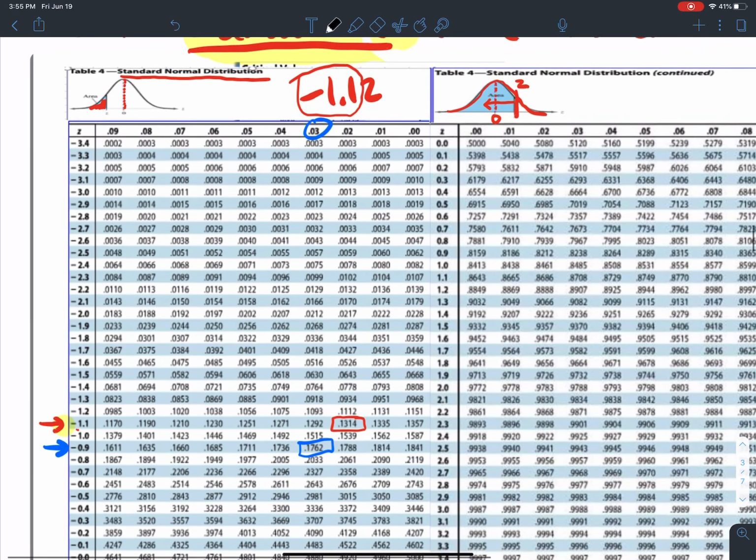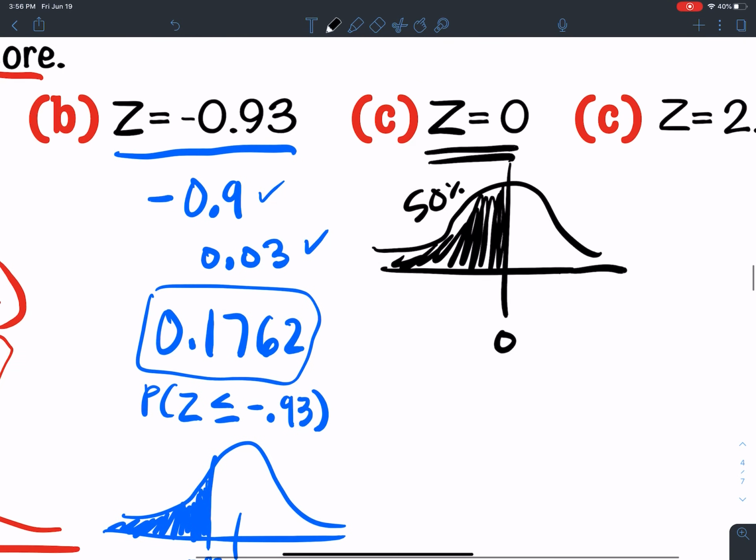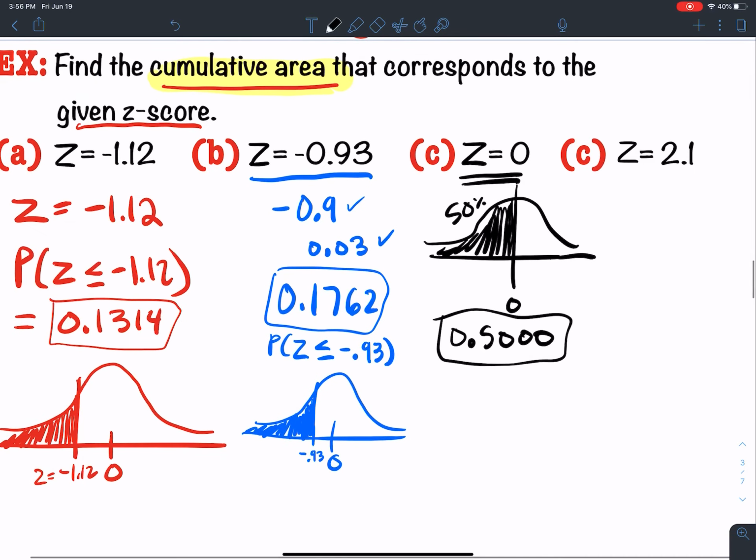So I go for 0. I find negative 0.0. So I go all the way over. And I have my 0, 0, so I go all the way down, and I see that it's 0.5000. Okay? So 0.5000, that's 50% right there. That's the probability that z is less than or equal to 0.